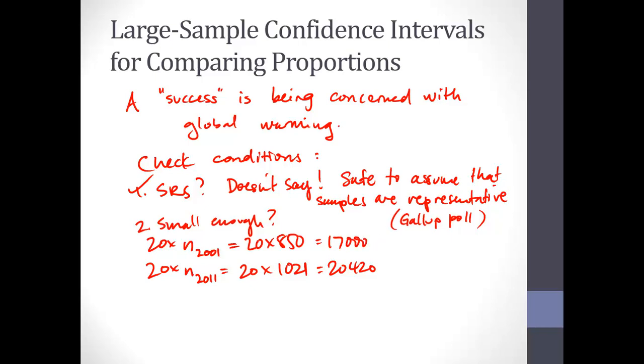So how do those numbers compare to our population sizes in each of those years? Who is our population in both of these cases? Yeah, exactly. We're trying to say something about all Americans, right? So are there more than 17,000 and 20,000 Americans? Well, of course there are. This is less than all Americans in each year.